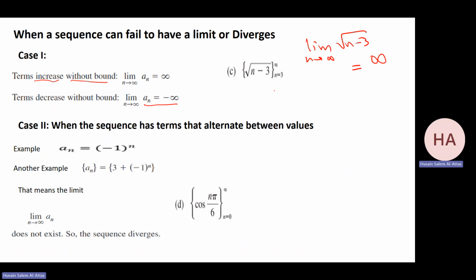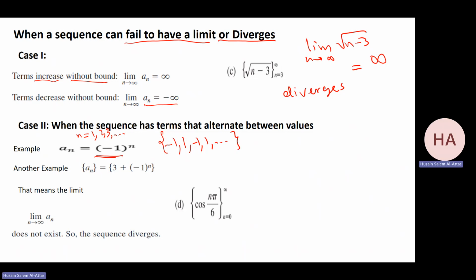The sequence diverges. We say that it fails to have a limit, or we say diverges. In the previous ones, we said converges. Also, when the terms alternate between values. For example, minus 1 to the power n is a very clear case, because if we look at the terms, assume starting from n equal 1 to infinity, n equal 1, I have minus 1. N equal 2, I have 1, minus 1, 1, and so on. Where I will stop, I don't know.